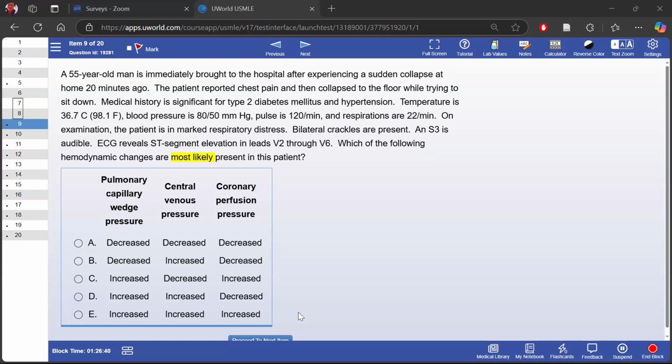Pulmonary arterial hypertension can increase CVP, right? So if pulmonary artery pressure is high, it's going to be transmitted to the right side of the heart and to the venous system. So that can increase CVP. I agree. What can decrease CVP?